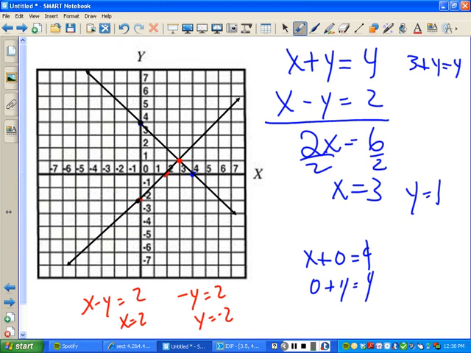That's the answer. The significance of the intersection point is the answer. So when I say solve, verify your answer graphically, and I want you to notice what I said, and this will be on YouTube, when, which is entirely different than if, when I say solve by graphing, you have to graph both equations, and where they intersect will be the answer.